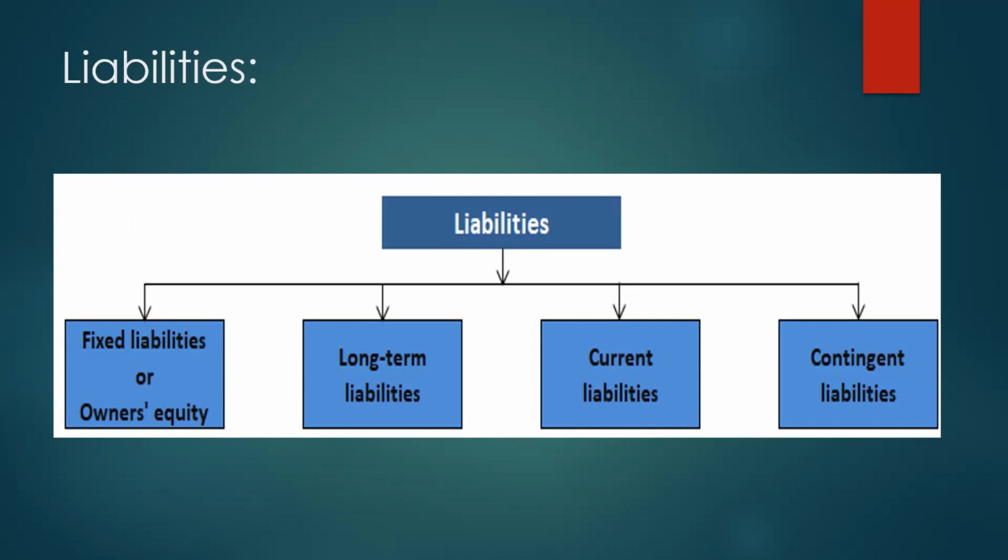And the last one is contingent liability. Contingent liability arises depending on the happening of certain events, such that the liability may or may not arise. Such a liability may or may not occur sometimes, and it is important to be cautious about them.